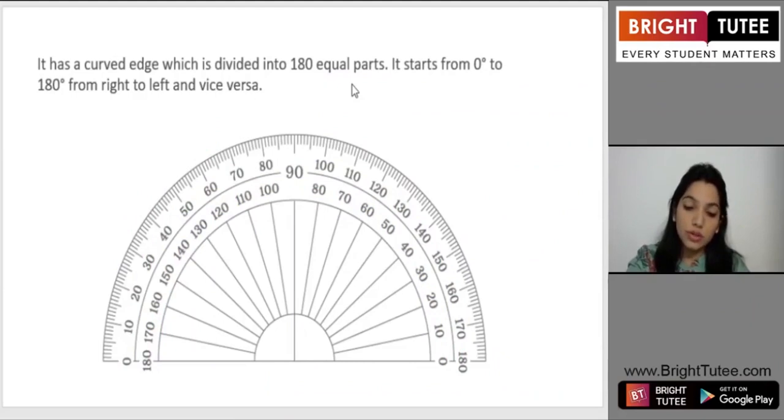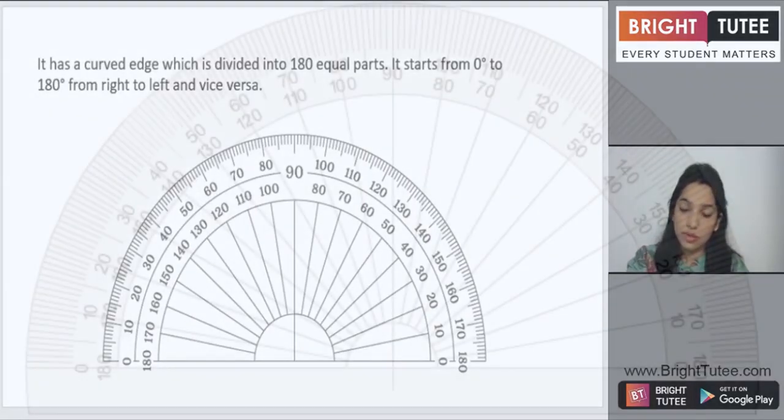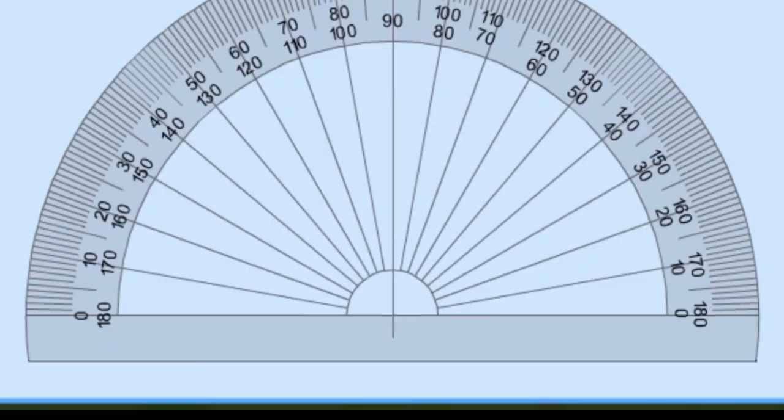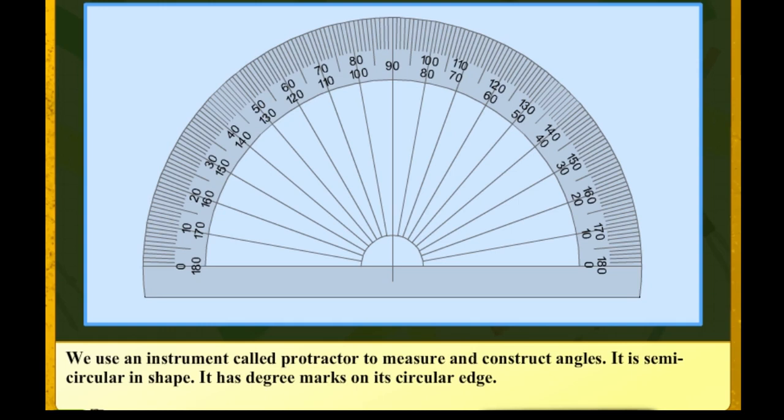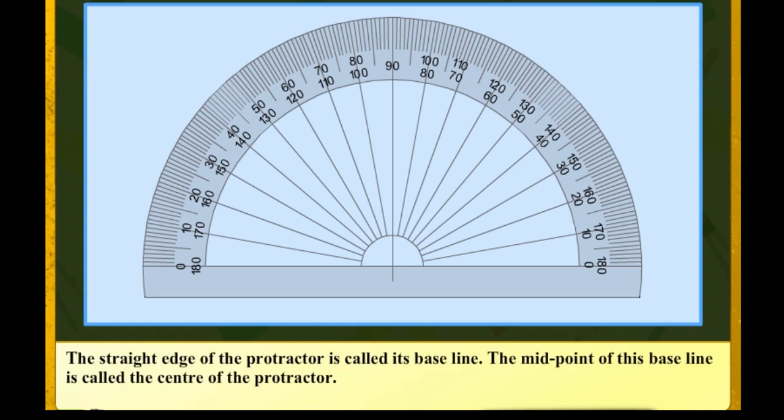Now if you have a particular protractor, and you are going to use it in order to measure a particular angle, let us see how we are going to measure angles using these protractors. Look at the animation. We use an instrument called a protractor to measure and construct angles. It is semicircular in shape. It has degree marks on its circular edge. The straight edge of the protractor is called its baseline. The midpoint of this baseline is called the center of the protractor.